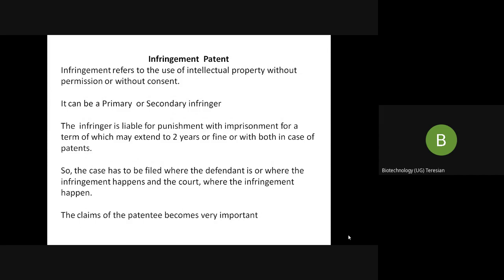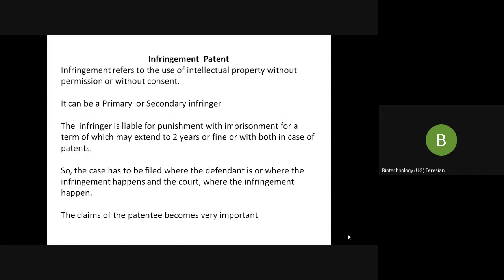So first, the patent office or the appellate board will look into the claim, whether your claim and the infringer's claim are the same. If it is different, then you cannot say that that person has infringed your invention. So the infringer is liable for punishment with imprisonment for a term which may extend to 2 years, and also it can have a fine, or in some cases both imprisonment and the fine.